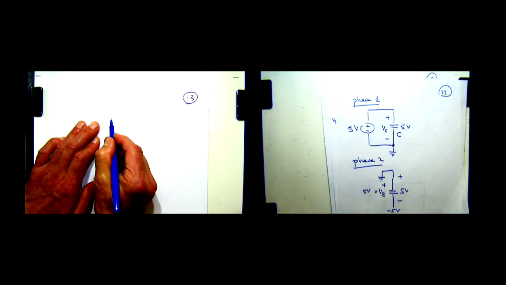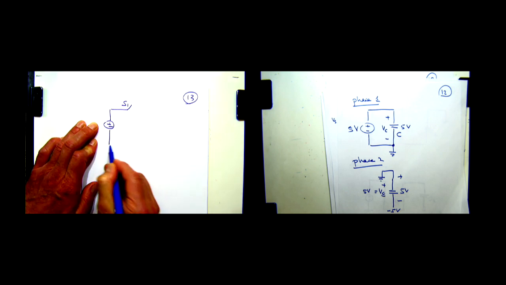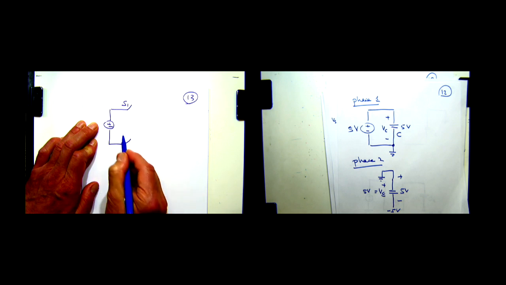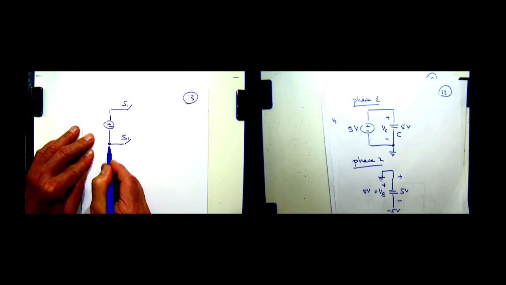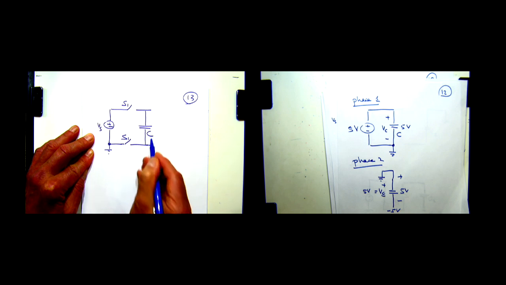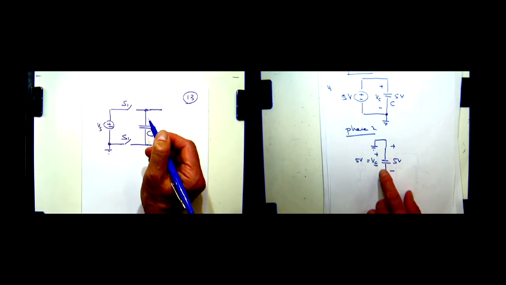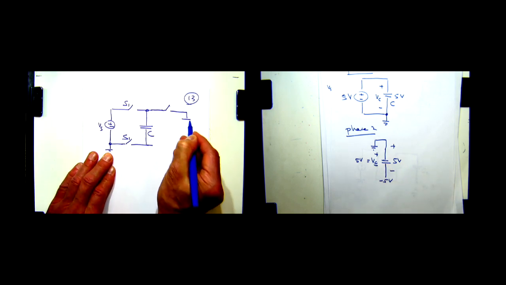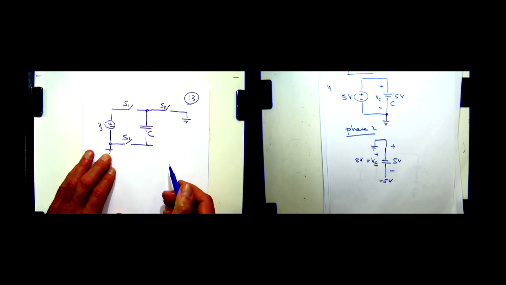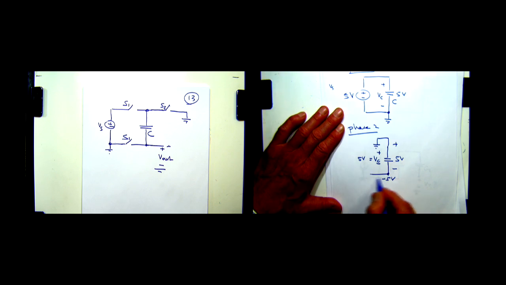We have two switches, and we connect to ground and to the voltage source VS, or capacitor C. Then we open these switches, and now we want to get to the configuration of phase 2. So we need to connect the upper terminal of the capacitor to ground. So we're going to put the ground here, S2. And the other voltage, that's our output. V out. That's where we take our output voltage.